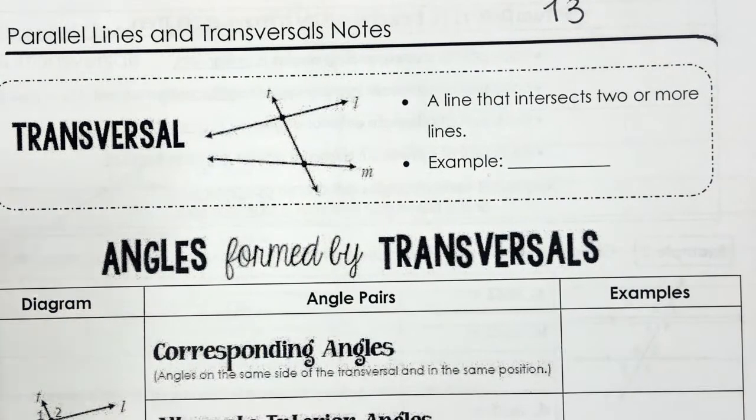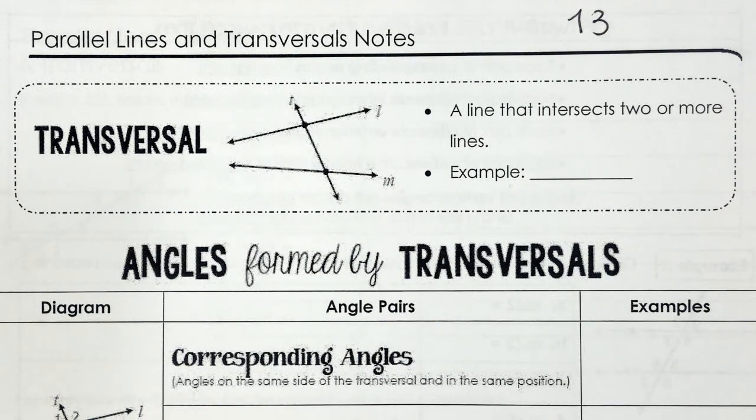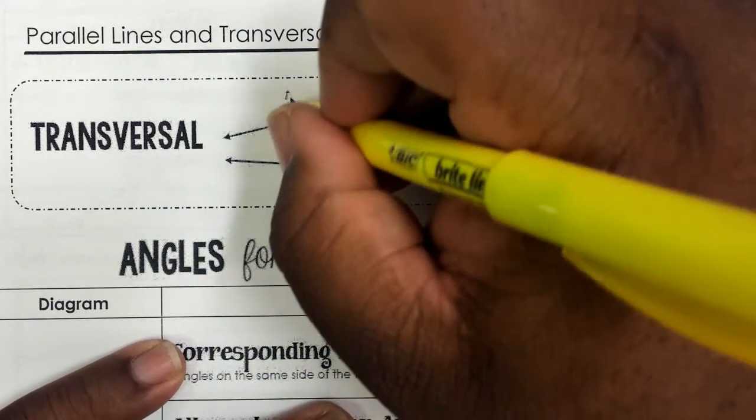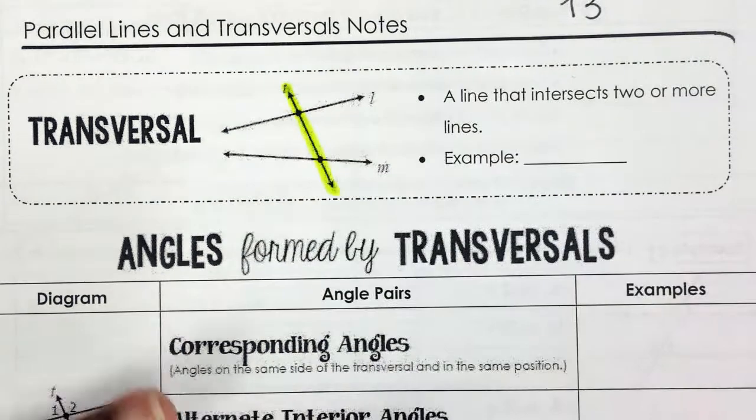So this is parallel lines and transversals notes. The first term here is a transversal, a new term for y'all, but you're going to hear me talk about it a lot from now on, now that I'm teaching it to you today. A transversal is a line that intersects two or more lines. So up here in this image, this line that I'm going to highlight for you, line T, would be considered a transversal. It's a line that intersects two or more lines. So next example, we will write line T.